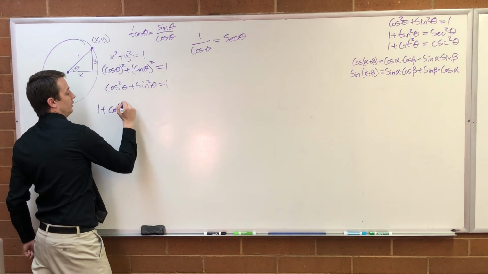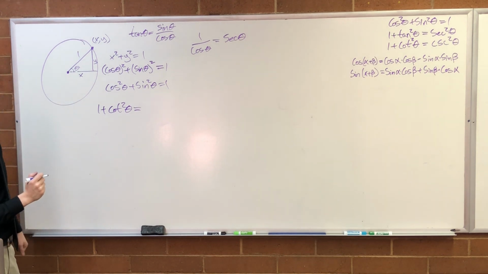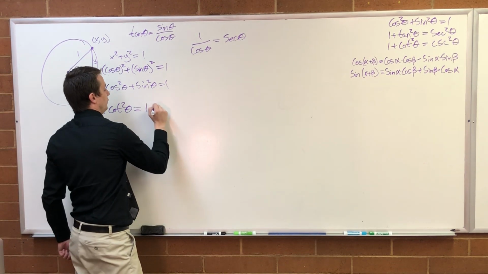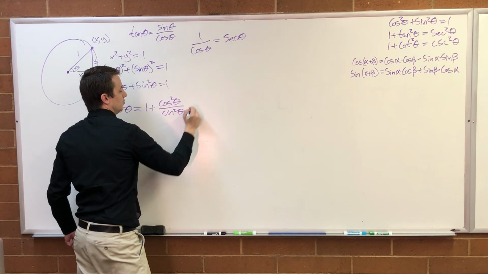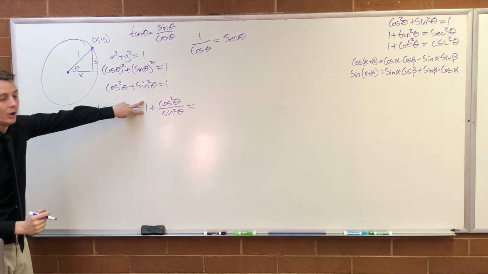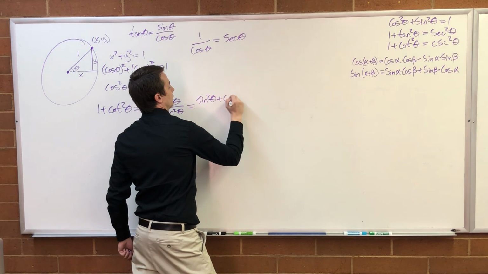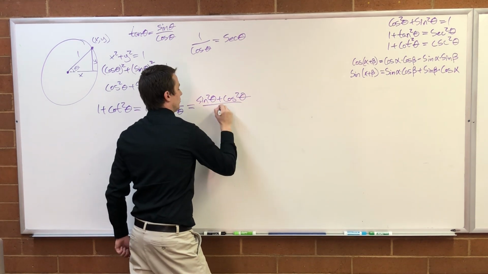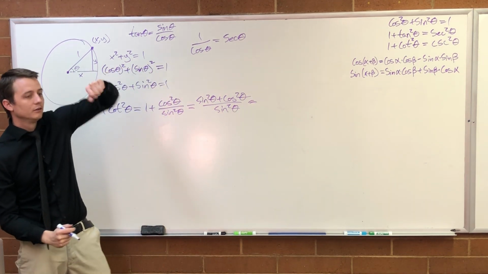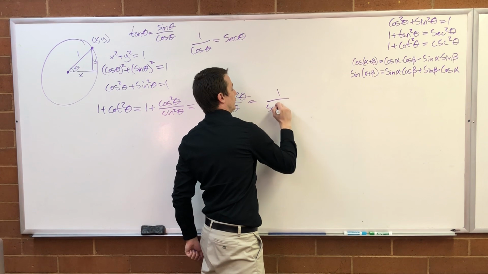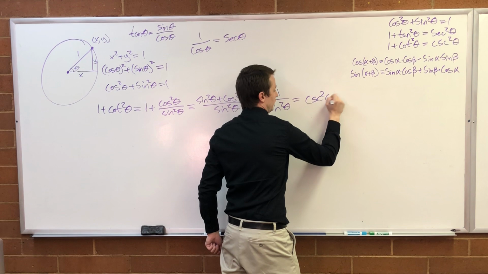Alright, so cotangent squared of theta, 1 plus cotangent squared of theta is equal to, what's cotangent? Cosine over sine. So we have 1 plus cosine squared of theta over sine squared of theta, right? Multiply 1 top and bottom by sine squared to get a common denominator. So now we're going to have sine squared of theta plus cosine squared of theta all over sine squared of theta, which is equal to, what's the numerator? 1 over sine squared of theta, which is equal to cosecant squared of theta.